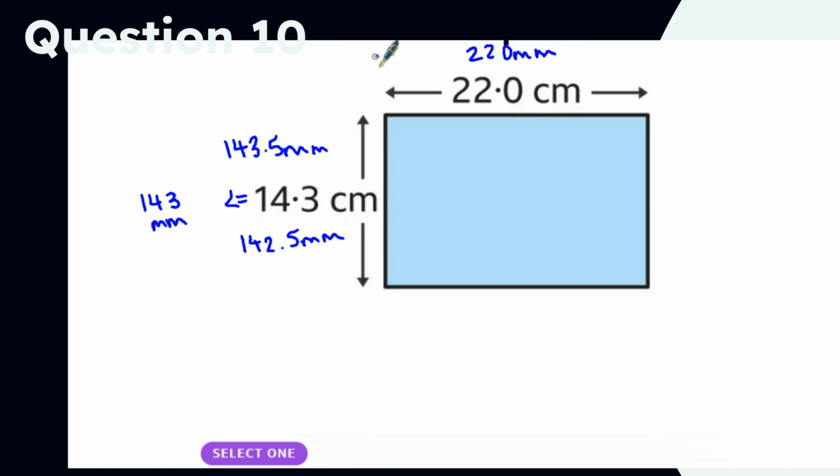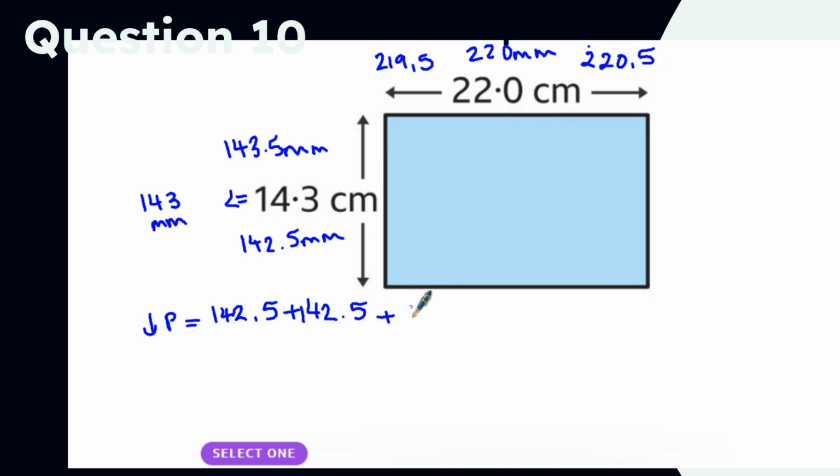22.0 centimeters equals 220 millimeters. 220 millimeters has a lower bound of 219.5 millimeters, because 219.5 millimeters is the smallest length that would round up to 220 millimeters. The lower bound for the perimeter is 142.5 times 2 plus 219.5 times 2 equals 724 millimeters.